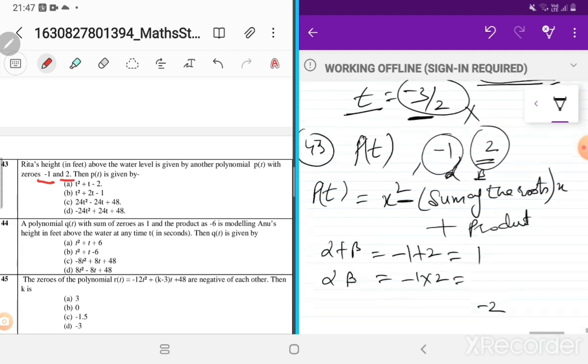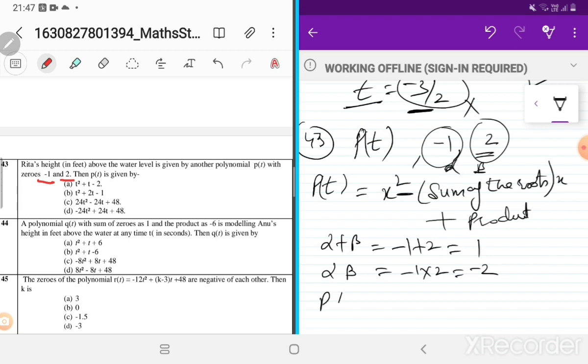So we'll substitute these values in our equation. Our polynomial is x square minus the sum of the roots, that is 1 into x, that is x, plus the product of the roots. Plus product means minus 2. So this is your polynomial, which we had to form.